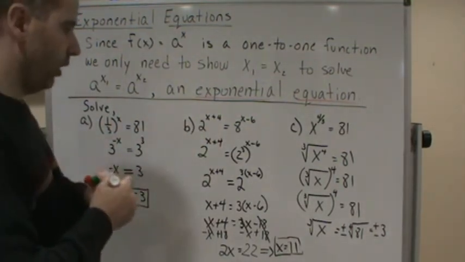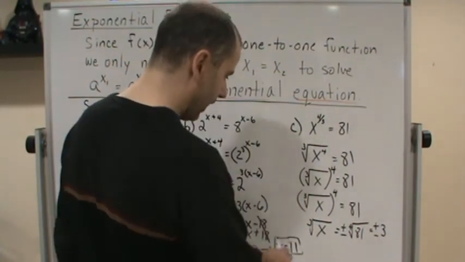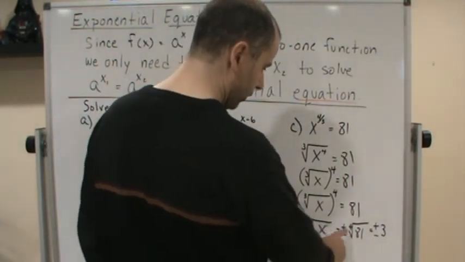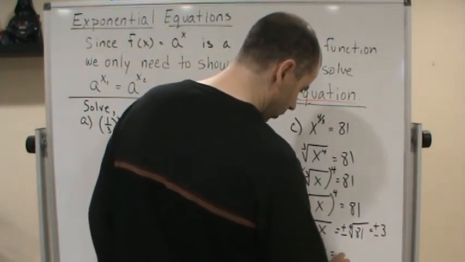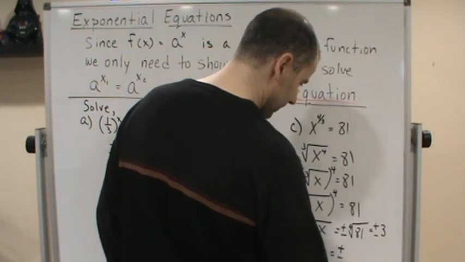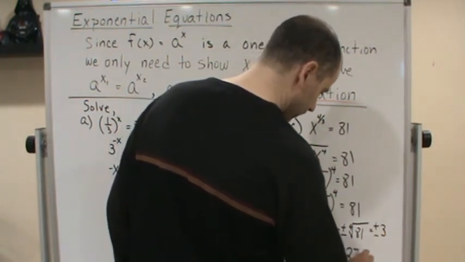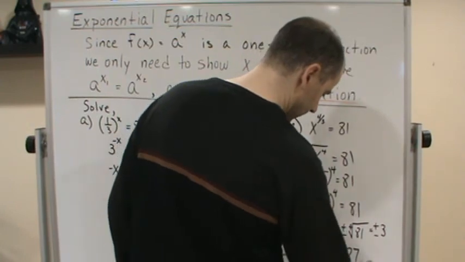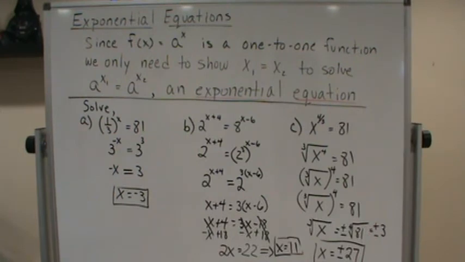And then what we can do now is cube both sides. If we cube both sides, now we're okay, because we get plus or minus 3 cubed, which is 27. And so we get x equals plus or minus 27. So that's one way of doing it.